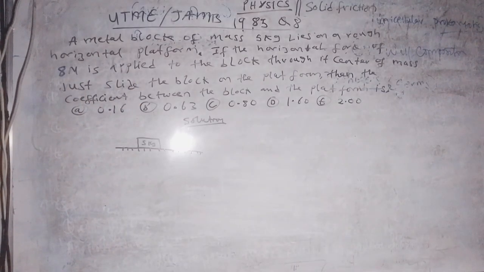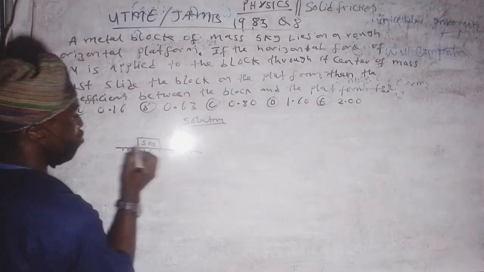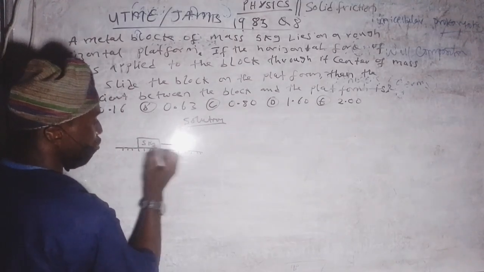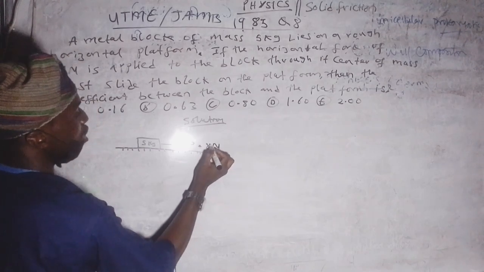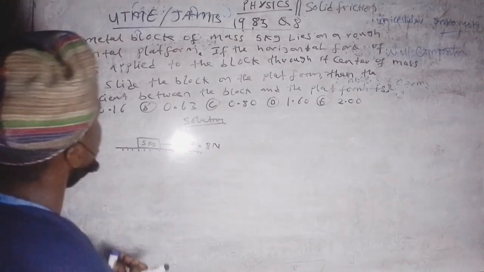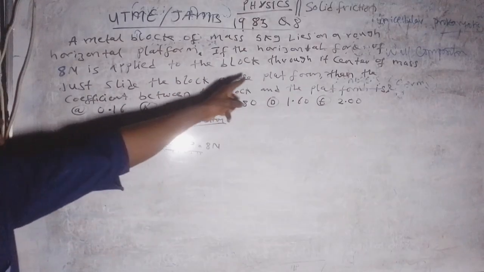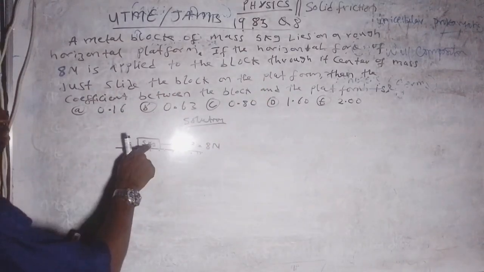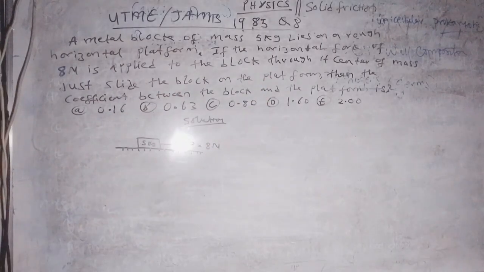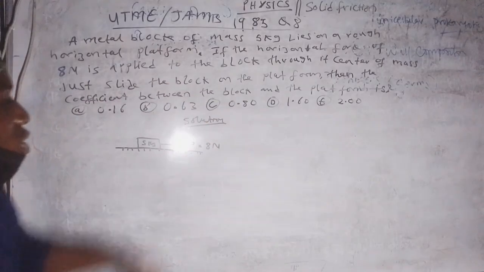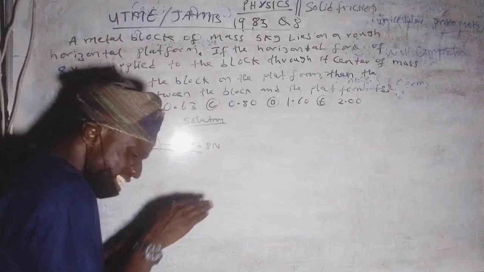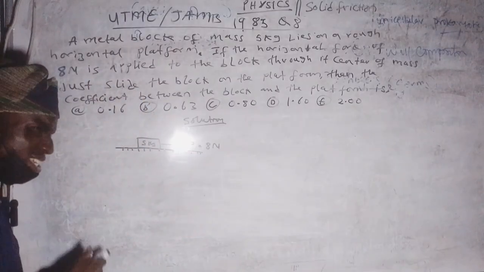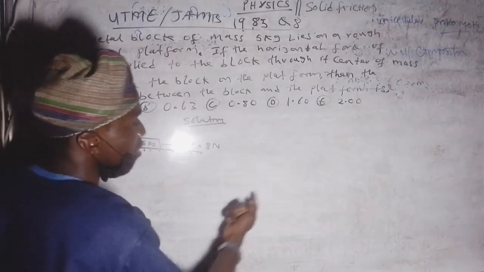So if a horizontal force of 8 Newton is applied, you now apply a force to it horizontally. Let's say you drag it this side, apply a horizontal force, which is 8 Newton, to the block through its center of mass. You apply it through the center. Just slide the block on the platform. The force you apply, you just try to slide it. What are they trying to say? Just slide the block on the platform.